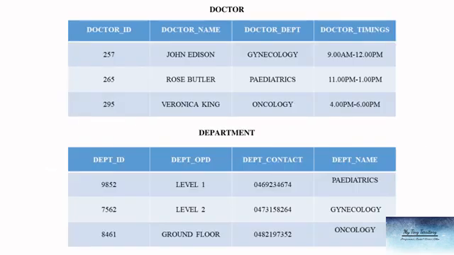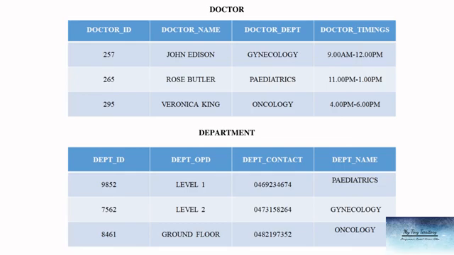As you see on the screen, we have two tables. One is the entity doctor and the another is the table of entity department. And we have the attributes like doctor ID, doctor name, doctor department, doctor timings. And similarly, for the department table, we have department ID, department OBD, department contact and department name.